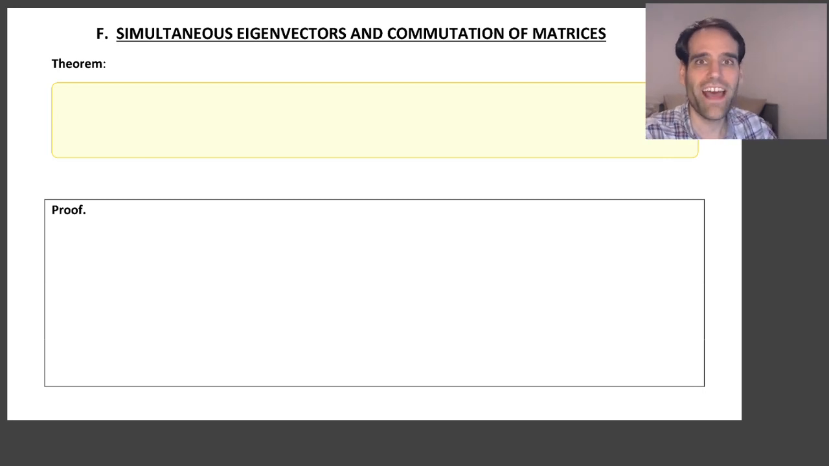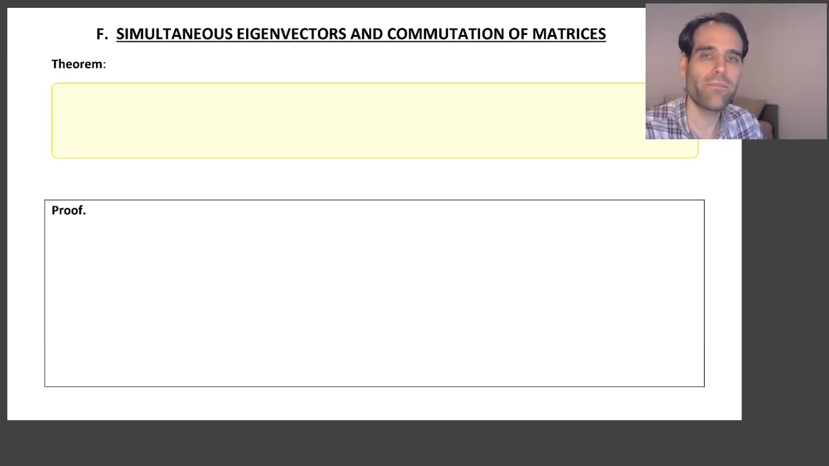So we have finally arrived at the final part of the Eigenvectors chapter. And in this part, I'm going to tell you about two very important theorems regarding eigenvectors and the fact that matrices commute with each other. And these theorems are very important because you will use them for quantum mechanics. Okay, so in here I'm going to write the theorem and also write the proof for that theorem.